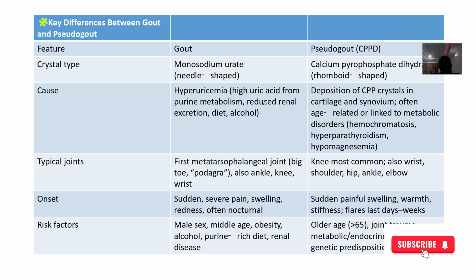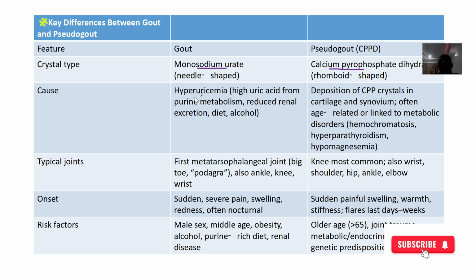We'll start with the different features, we'll differentiate them, and the two conditions will now what? Compare and contrast. So for gout, the crystal you have there is what? Monosodium urate. While for the pseudogout, is known as a calcium pyrophosphate. What is there is a calcium pyrophosphate dihydrate.